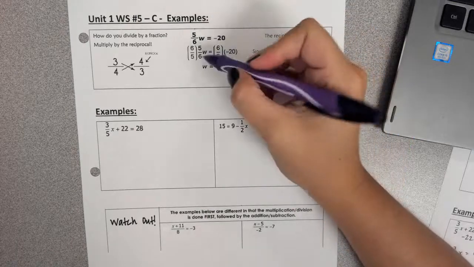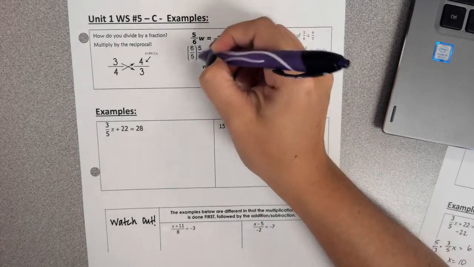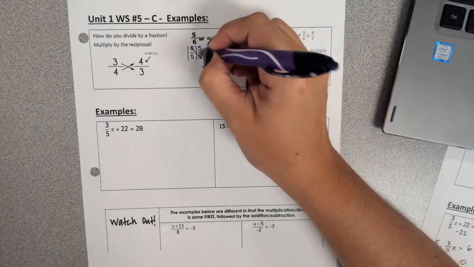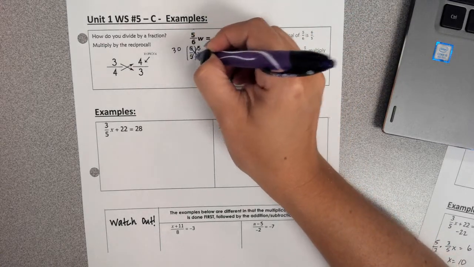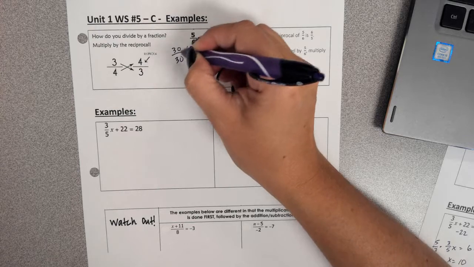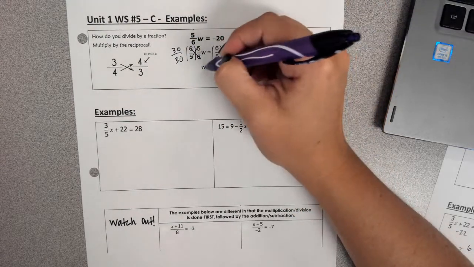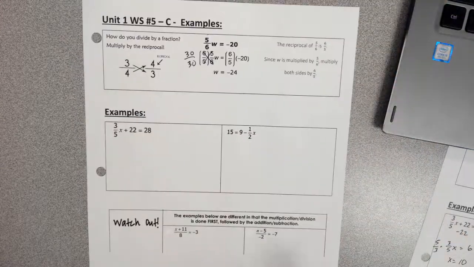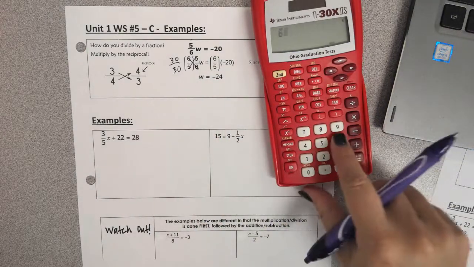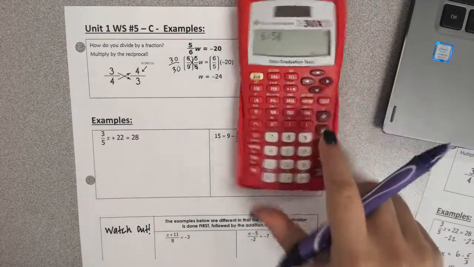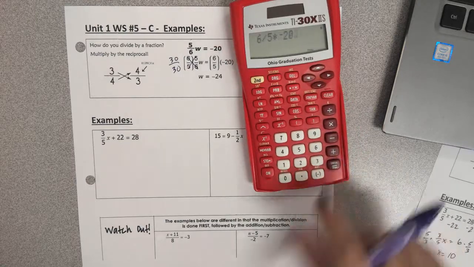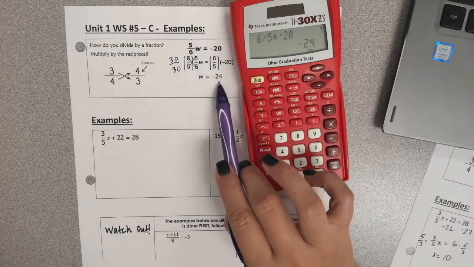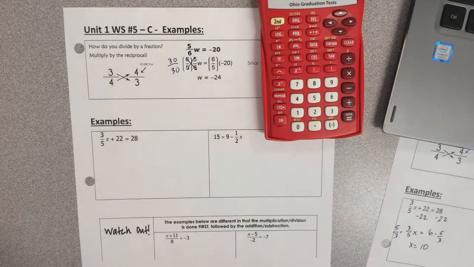If I do that, what ends up happening is that 6/5 and 5/6 will cancel out. That's partially because 6 times 5 would be 30, 5 times 6 is also 30, which equals 1. 1W is the same as W. Then over here, if I type 6/5, 6 divided by 5 times -20 into my calculator, I get -24, which would then be my answer.